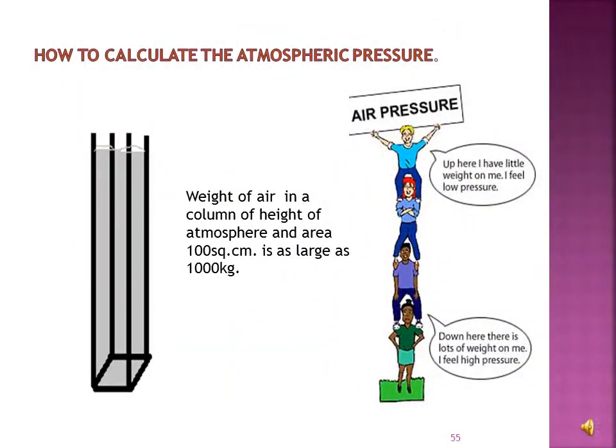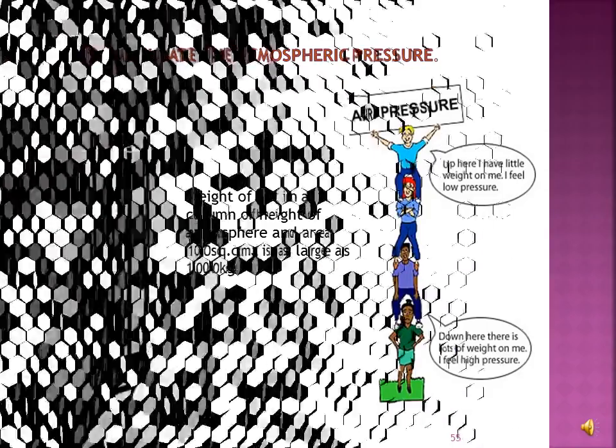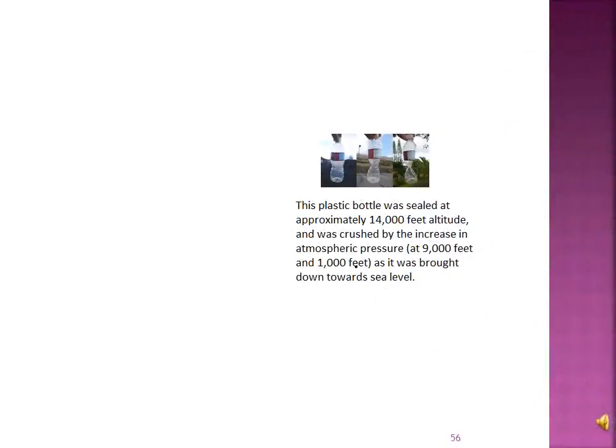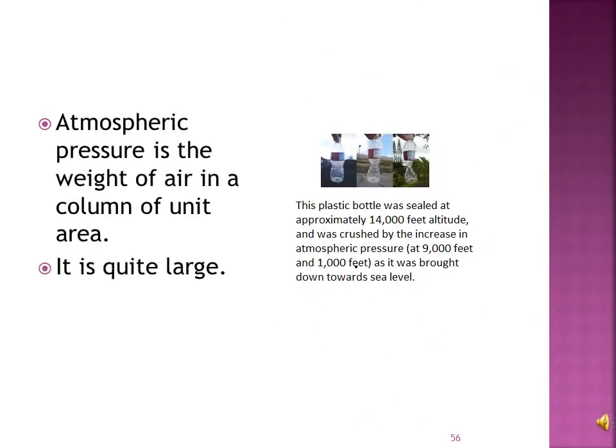How to calculate the atmospheric pressure? The weight of air in a column of the height of the atmosphere at an area of 100 square centimeter is as large as 1000 kilogram. Atmospheric pressure is the weight of air in a column of unit area. It is quite large. As the height of the atmosphere increases, the air particles there become thinner and thinner. So, as altitude increases, pressure decreases.